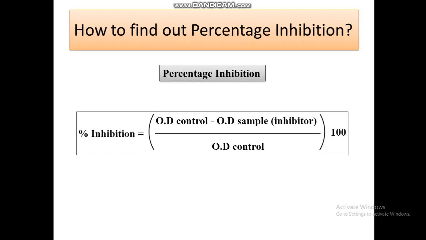So during the enzyme inhibition reaction, when we perform it in the lab, the first step is to find out the percentage inhibition of our inhibitor. We will use this formula: percentage inhibition is equal to the OD, optical density or absorbance of the control, which is without inhibitor, minus the absorbance or OD of the inhibitor, divided by the OD of the control, into 100. In this way we can find out the percentage inhibition at the concentration that we use during our enzymatic reaction.